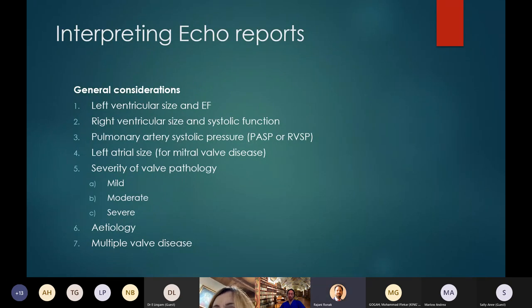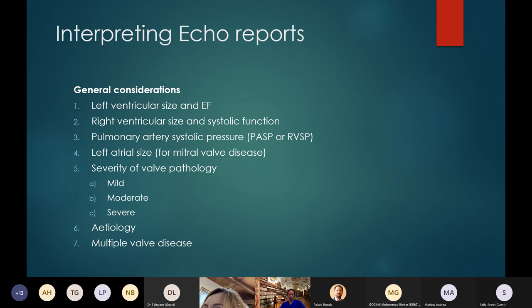For the right side, but also for the left side valves, we look at the right ventricular size and systolic function, because especially for mitral pathology, you may see the pulmonary pressure going up and the right side of the heart start failing. In this context, we always report the pulmonary artery systolic pressure, which you can see as PASP or RVSP, the right ventricular systolic pressure. This always comes in the echo report on someone with valve disease, and it is also important in management. We're really concerned when this goes up.